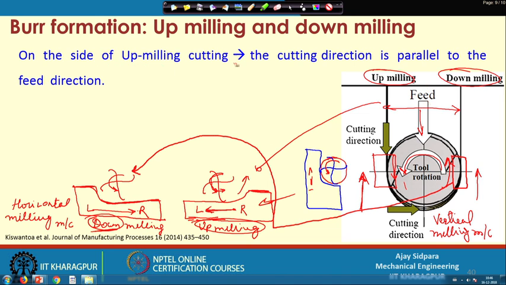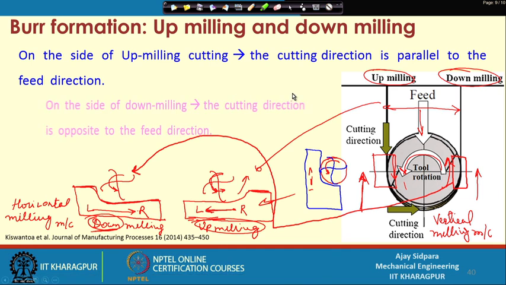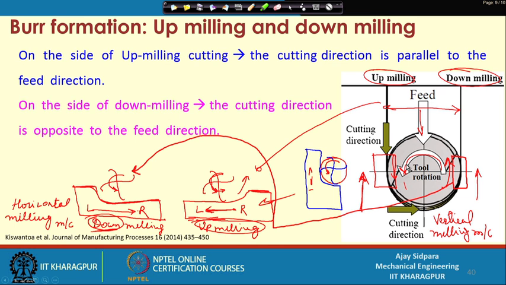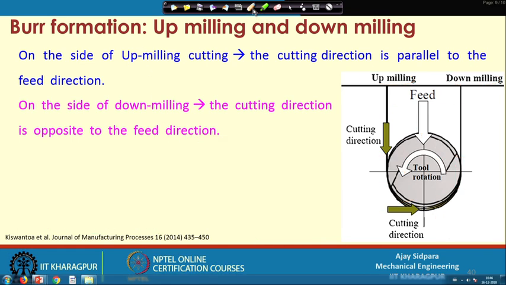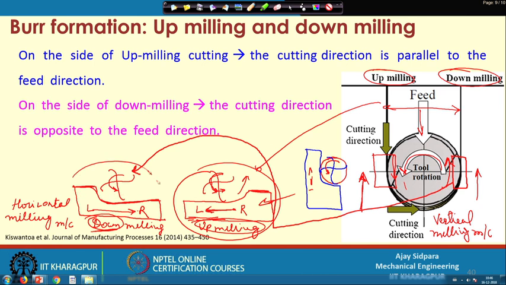On the side of up milling, the cutting direction is parallel to the feed direction, and on the side of down milling, the cutting direction is opposite to the feed direction. So, this is the feed direction and your cutting direction is this direction. They are opposite to each other, but it is very convenient to use this diagram to understand up milling and down milling in place of feed direction, because it is clearer in terms of the workpiece movement rather than the feed movement.